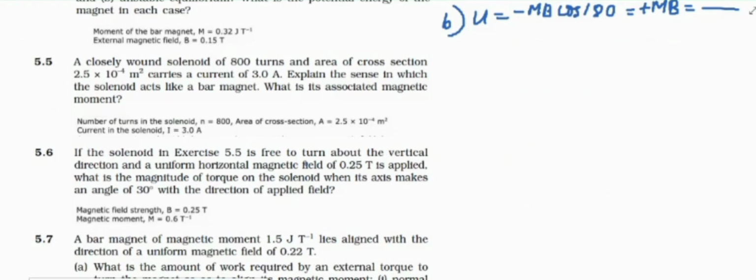Then for the numerical part, what is the associated magnetic moment? Magnetic moment M is equal to n, number of turns, times IA. That is the equation for magnetic moment. All those quantities are given. You can find the value of magnetic moment.